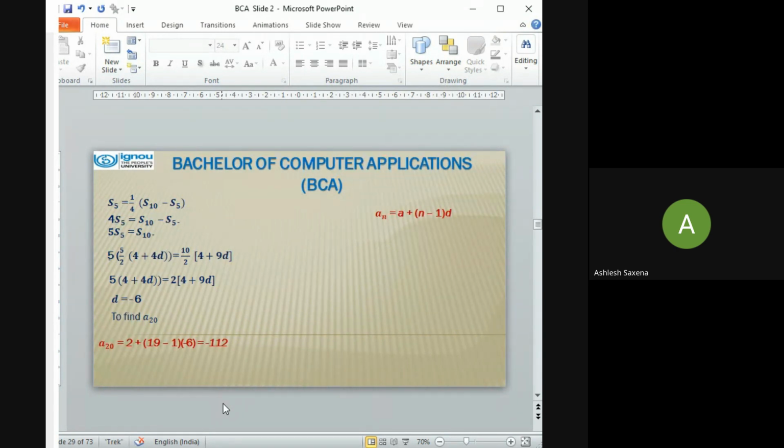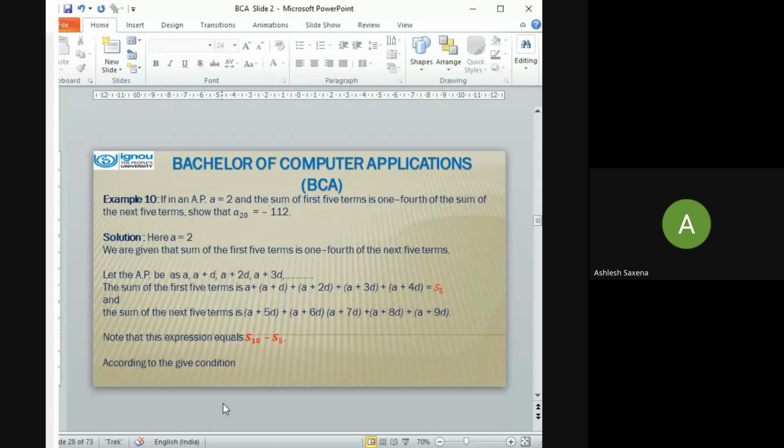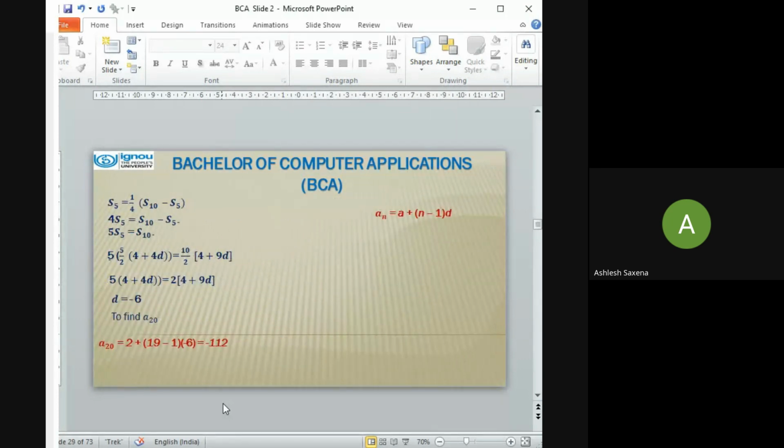Now the question is why we are doing it. What is given to us? The common difference is given to us, and we are talking in terms of terms. So S5 is equal to 1/4 of the sum of the next five terms. This was given to you. Simplify it, cross multiply it, you will get 4 S5 is equal to S10 minus S5.